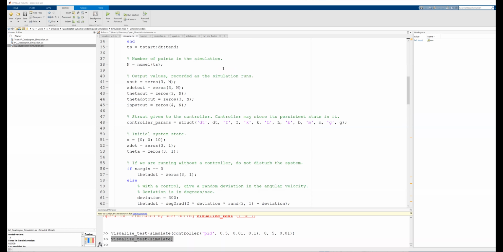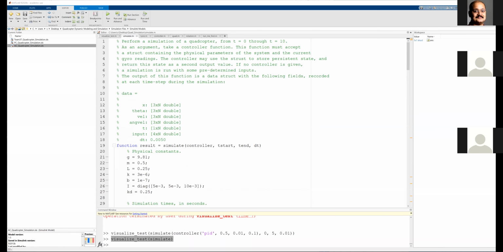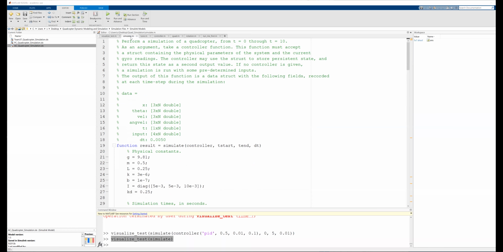So can you see my Matlab screen? Yeah, we can see it. Yes. Fantastic.